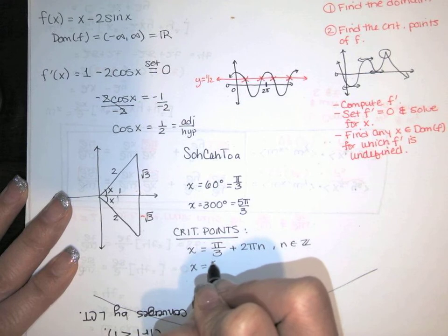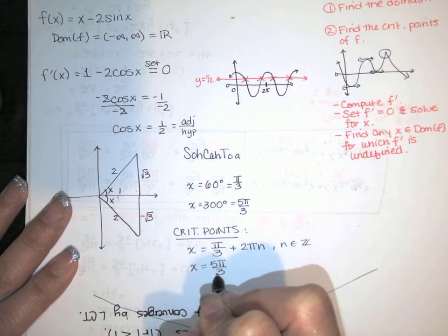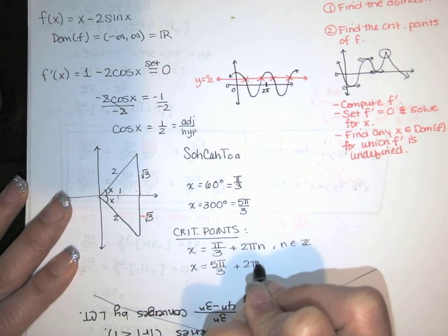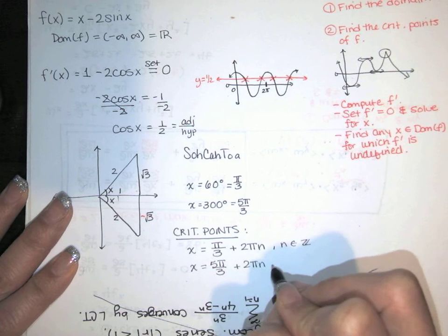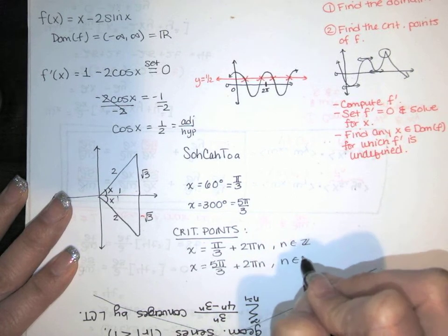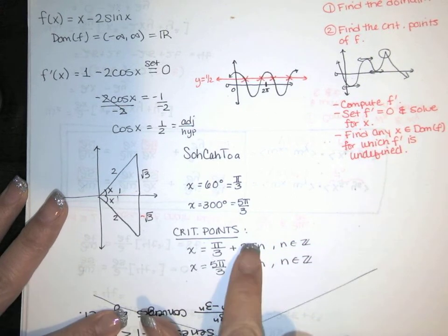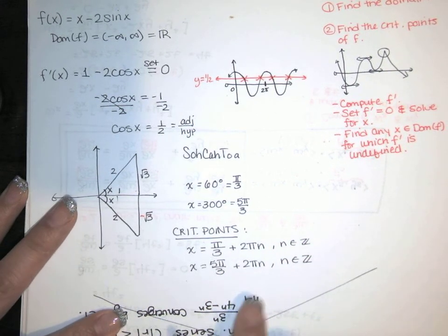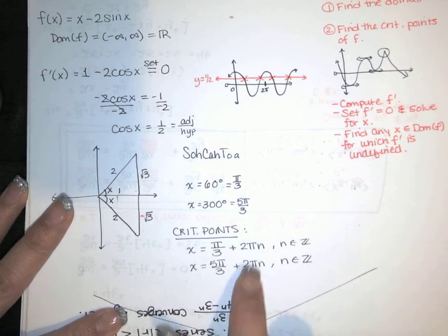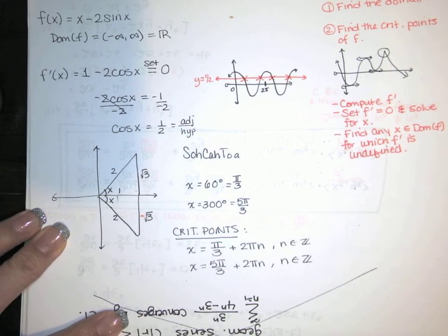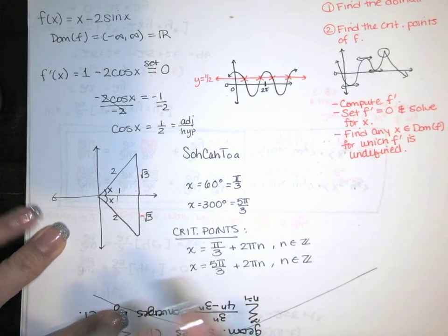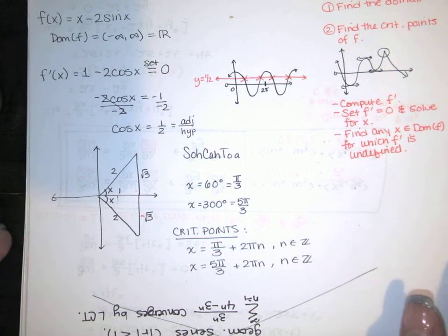Or x is equal to 5 pi over 3 plus or minus 2 pi n, as many times 2 pi as many times as I want. And adding that 2 pi n to each of those is effectively adding and subtracting 2 pi as many times as we want to get all of those angles. So we found our critical points.